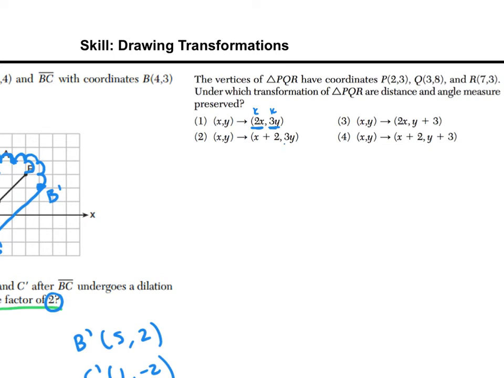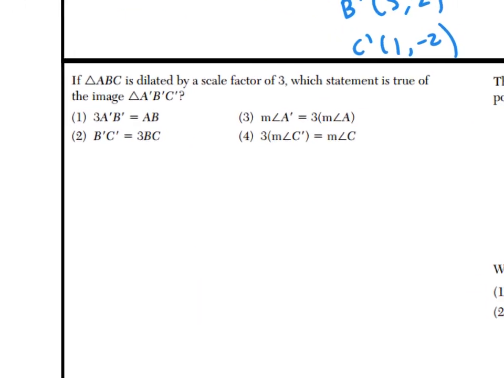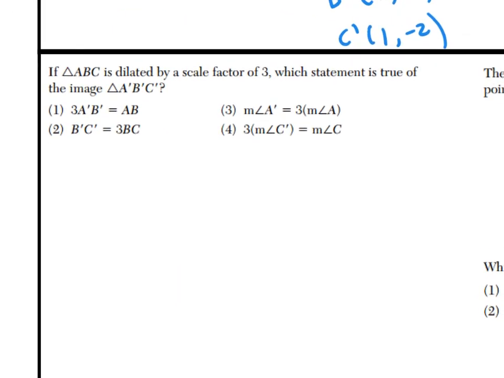The next one also has a dilation in it because it's once again being multiplied by the coordinate. The third one also has the dilation in it because it's multiplying the coordinate. And only number 4 is the correct one, which is a rigid motion, because this is a translation. And translations are rigid motions. So remember, a translation is just when you add 2 numbers to a coordinate. So the answer here was number 4. I recommend doing these on your own, but here we go. If triangle ABC is dilated by a scale factor of 3, which statement is true for the image of A prime, B prime, C prime?